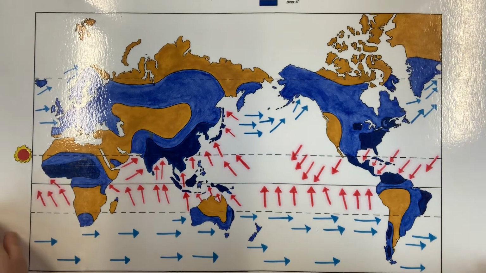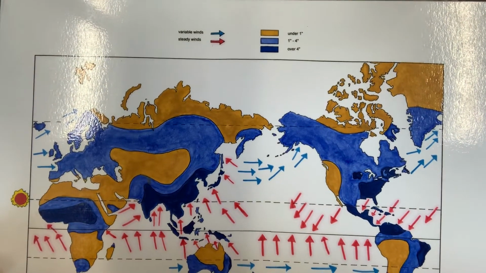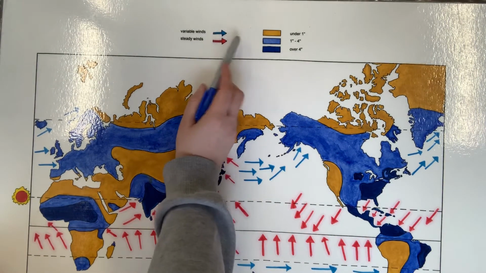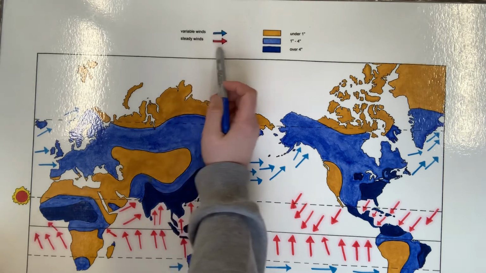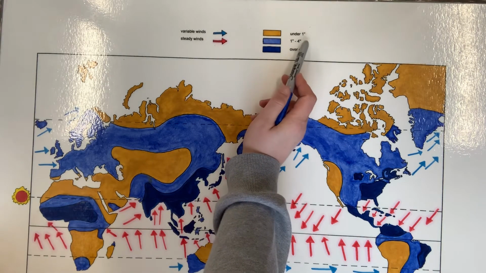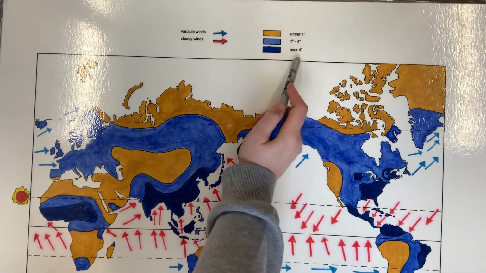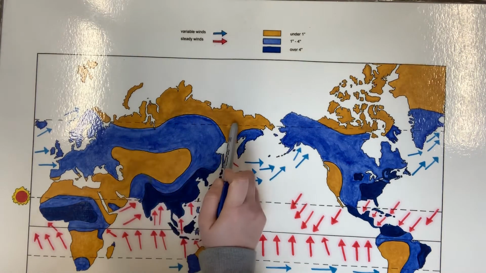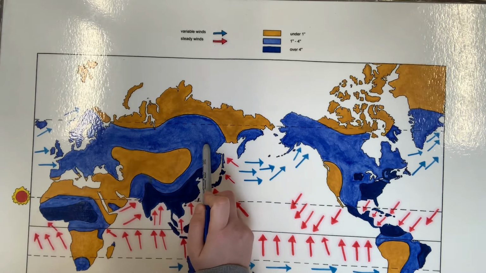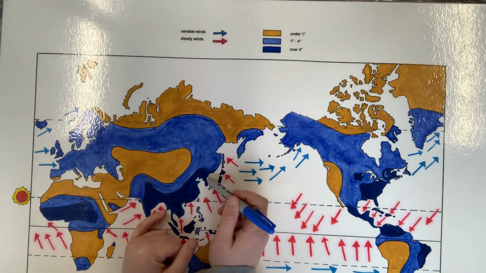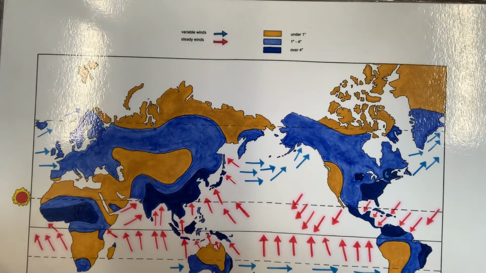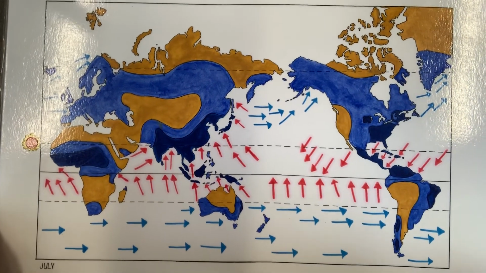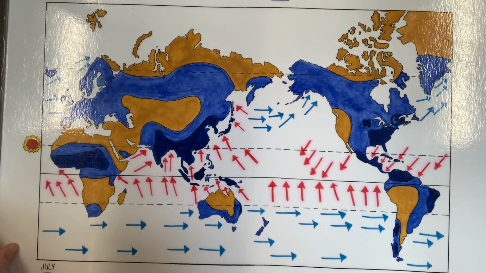So here, I'm going to go up here and just take a moment to look at the key on this chart. We still have our variable winds and our steady winds, so blue and red. But then we have under 1 inch, 1 to 4 inches, and over 4 inches. So this light brown is under 1 inch of rain. Light blue is 1 to 4 inches of rain, and the dark blue is over 4 inches of rain. And this is all in the month of July on average. So right here it says July.